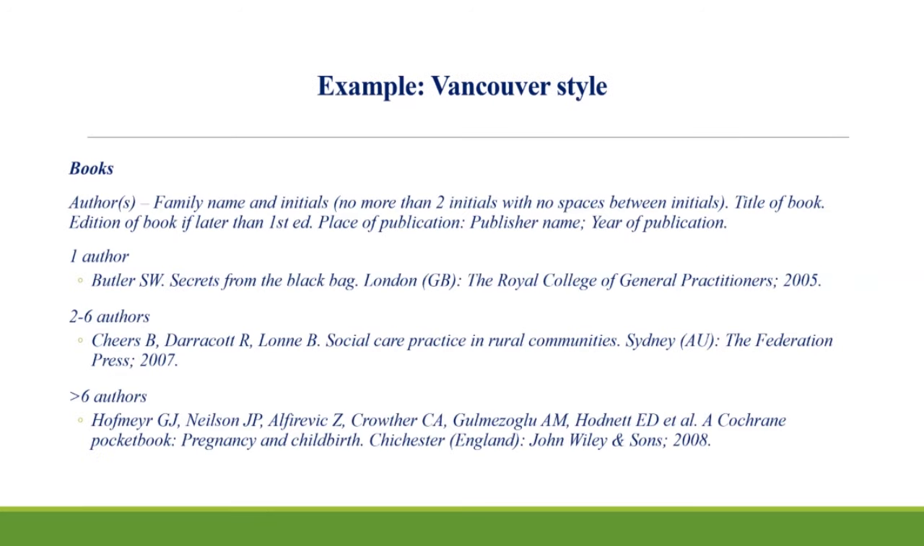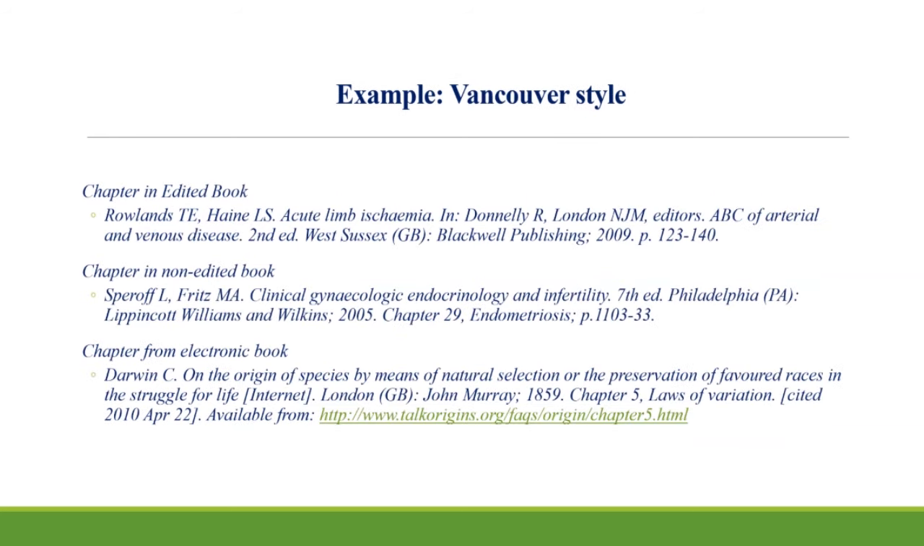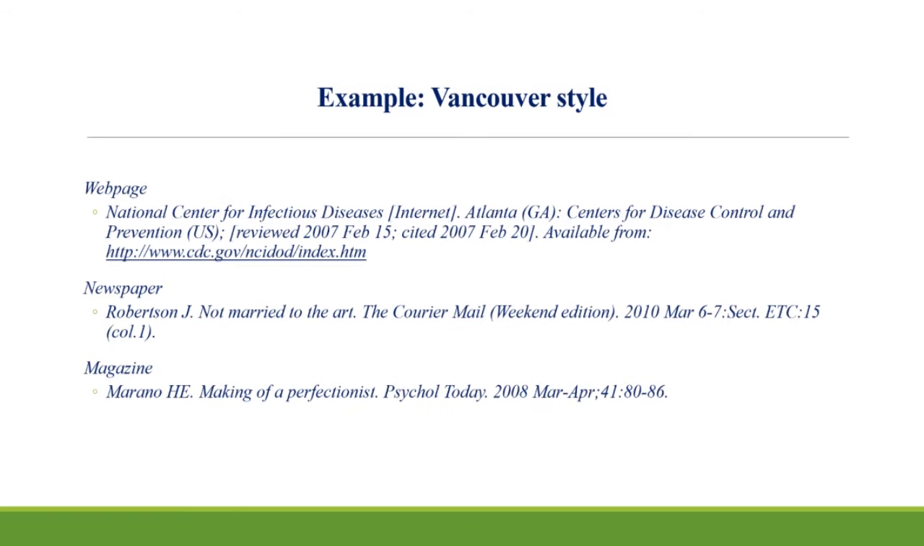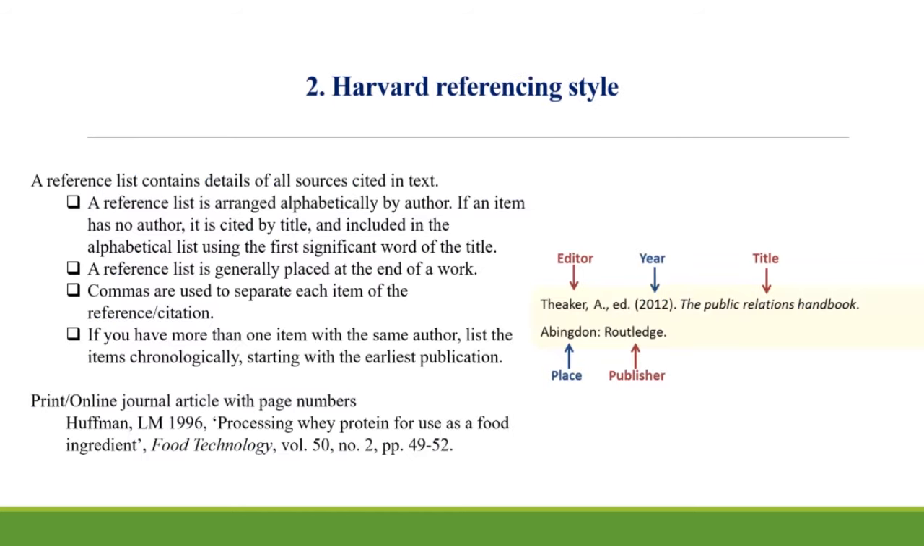Right, this is again the author format of Vancouver style in books. In other words, when you are doing a book citation, this is how it should be. If you have one author, it's like this; 2 to 6 authors, and more than 6 authors, it would be like that. Right, this is more examples of Vancouver style. Further examples show how you cite a web page, a newspaper, a magazine.